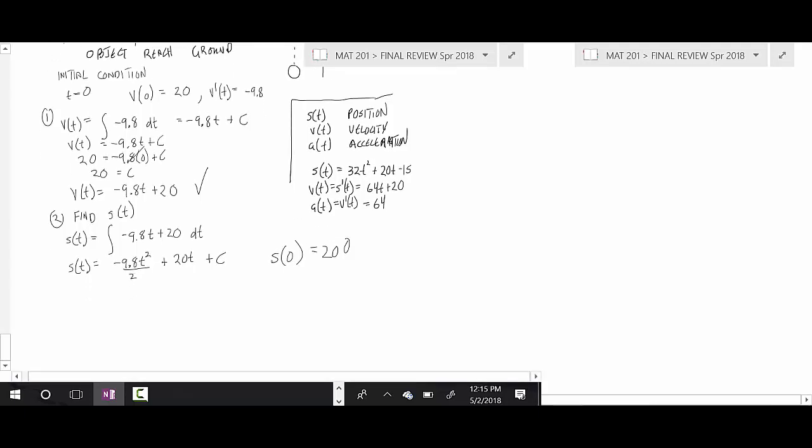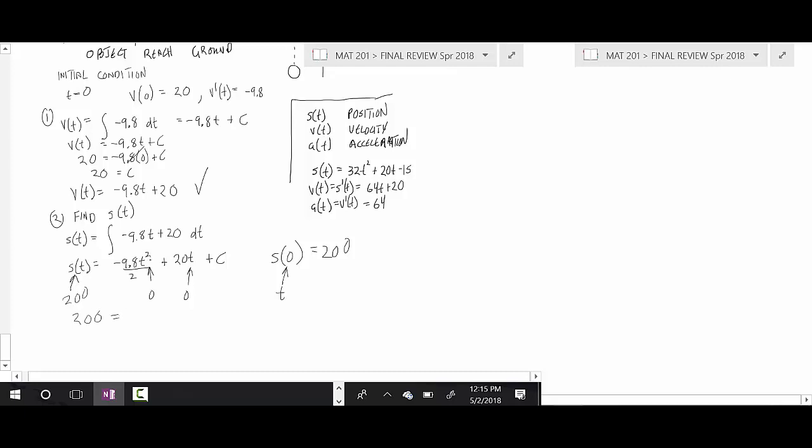So what that means is you're going to plug this in. Everywhere you see a t, put in a 0, because that's when t is equal to 0, and then plug in a 200 there. Now, you can do this c in your head. It's easy enough to do in your head. That would just be 200.